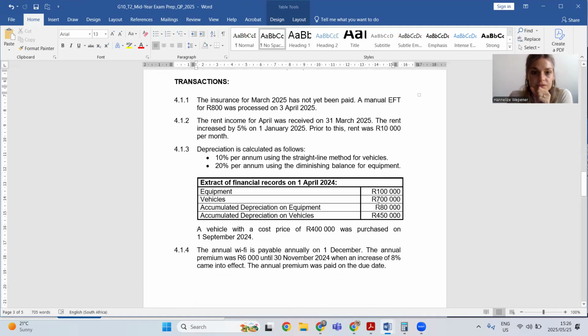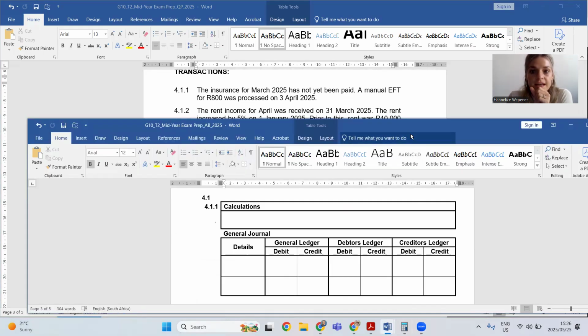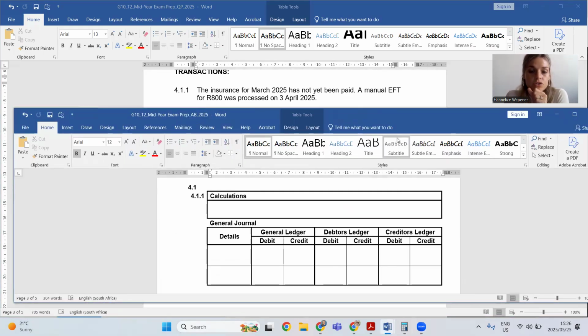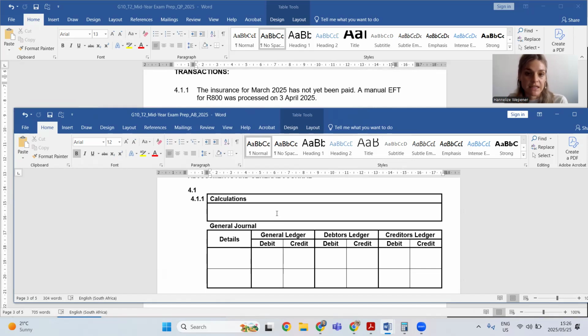Transaction number 1 reads as follows. The insurance for March 2025 has not yet been paid. So if it's an expense that you should have paid for the current financial year and you haven't yet done so, it means that you have an accrued expense. And accrued expenses are liabilities.